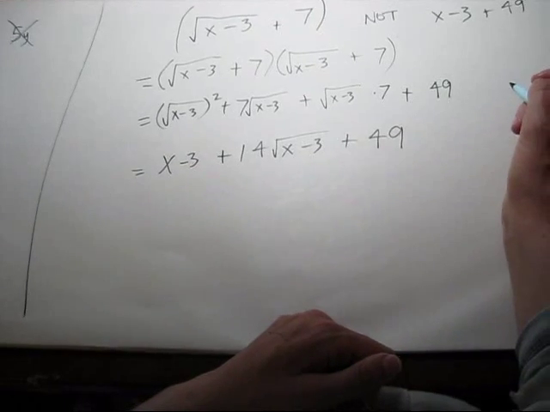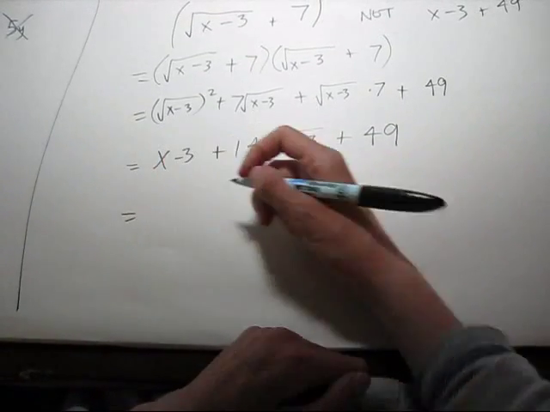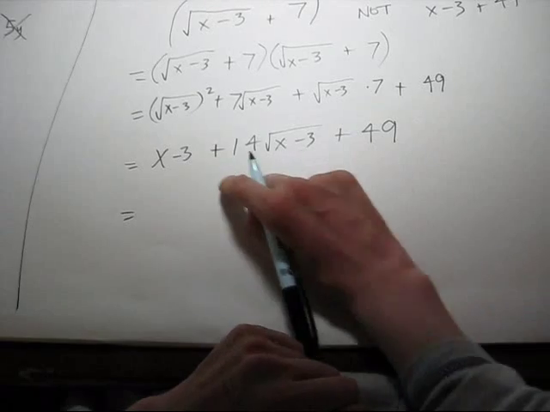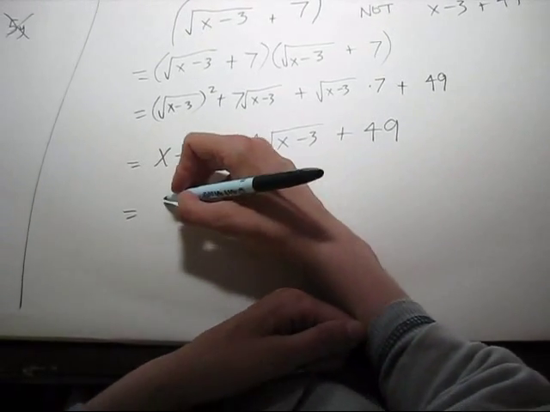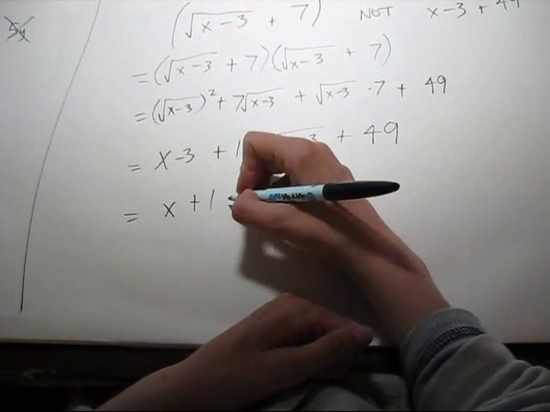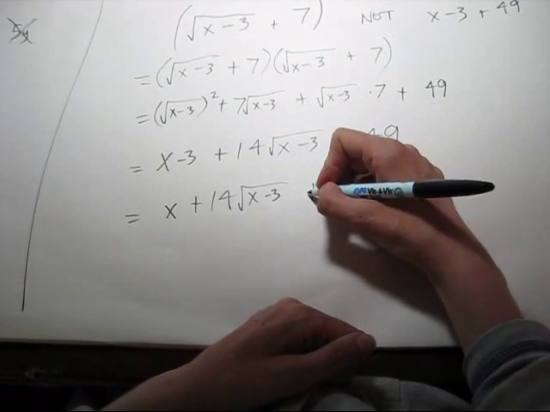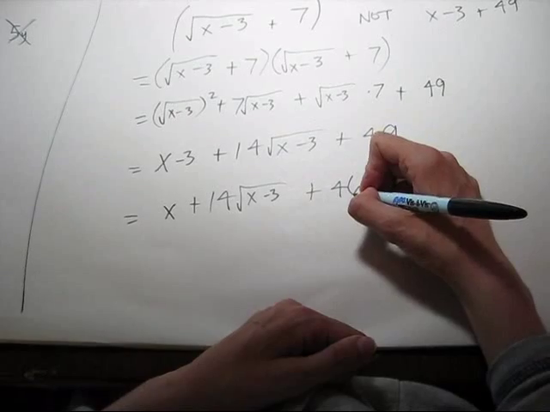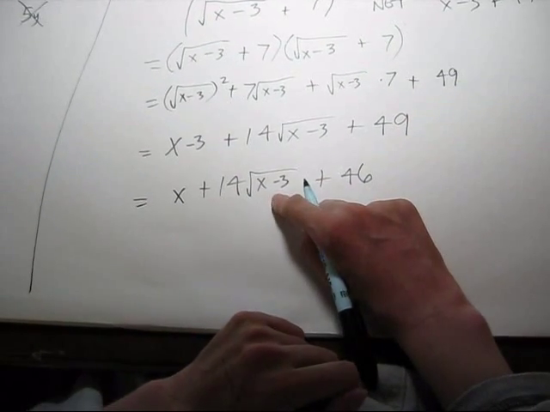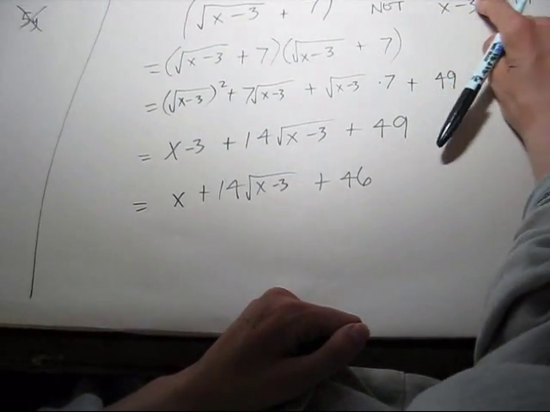And we can do one more step. We've got some like terms. We can combine the 49 and the negative 3. So we'll have x plus 14 times the square root of x minus 3 plus 46. So we did not lose the radical. It's still there. And that's a mistake.